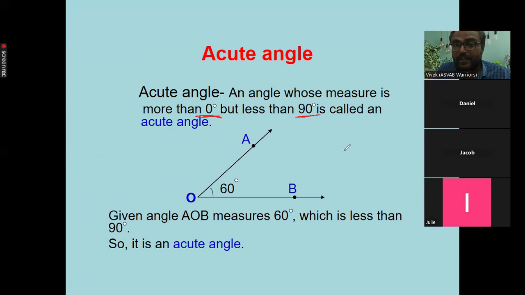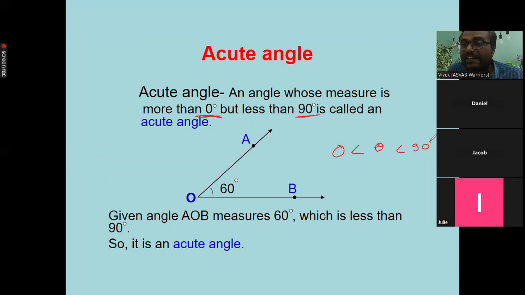I'll repeat it again. It's more than 0 degree. I'll call this angle theta, and less than 90 degree. So any angle, let's say if it is 41 degrees, it is an acute angle. If it is 59 degrees, it is an acute angle. Even if it is 89 degrees, it is an acute angle.